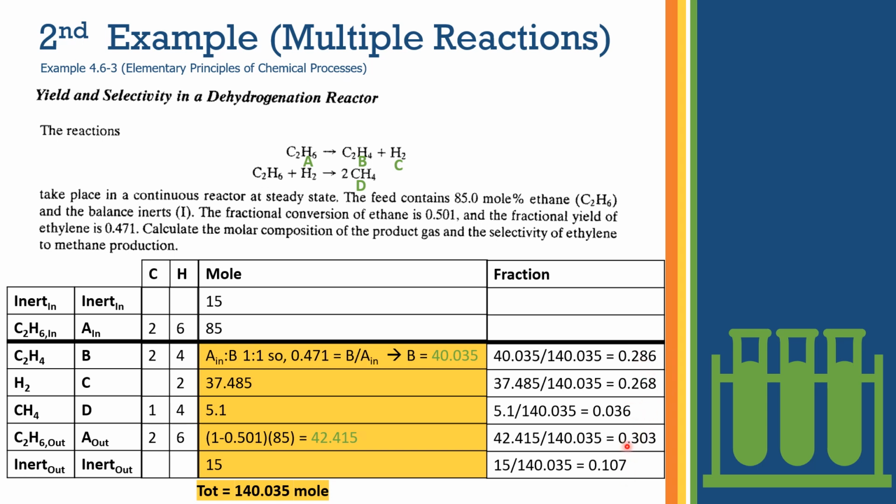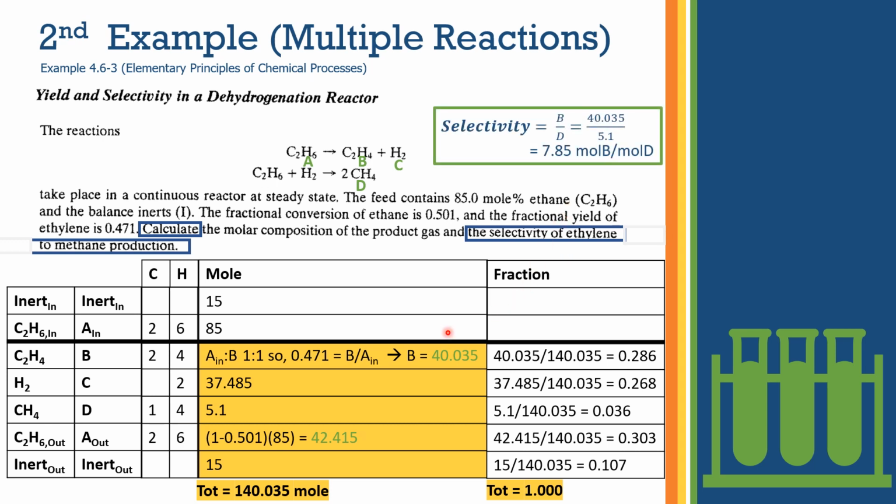So here are the molar compositions of the product and the inert. The second part of the question asks for calculating the selectivity of ethylene to methane, the desired product over the undesired product: the moles of the desired product over the moles of the undesired product. We have 40.035 over 4.1, and we get 7.85 moles of the desired product for every mole of the undesired product.